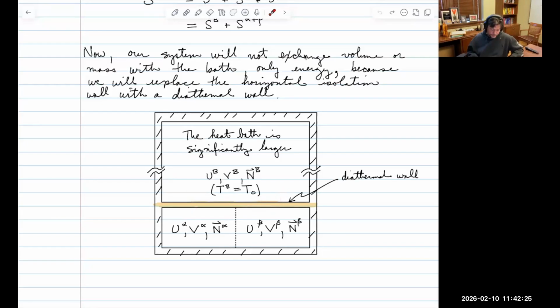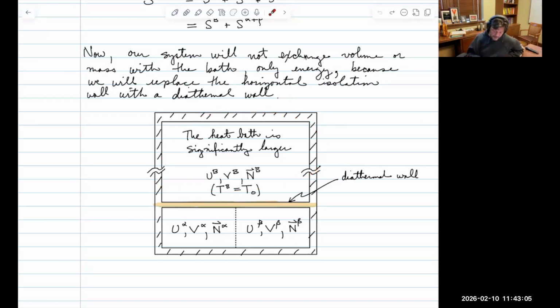It can go both ways, but the bath is really, really, really large, and these guys here are small. So any energy, well, it can't exchange any volume or matter, but any energy it exchanges with this system is going to change the temperature, the pressure, and the chemical potentials, right? They'll move a little bit, but it's going to be very small and therefore negligible. So again, energy can be exchanged with the system. It can come into the system or out of the system, but it's going to be a very small amount because this guy is so large.